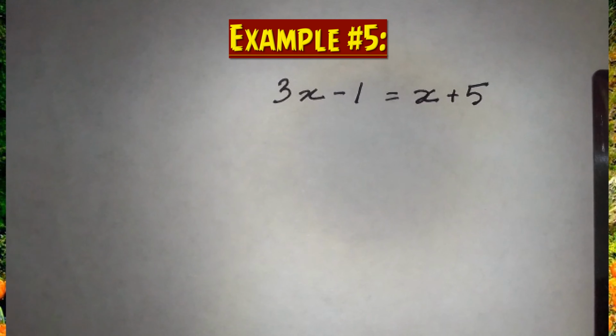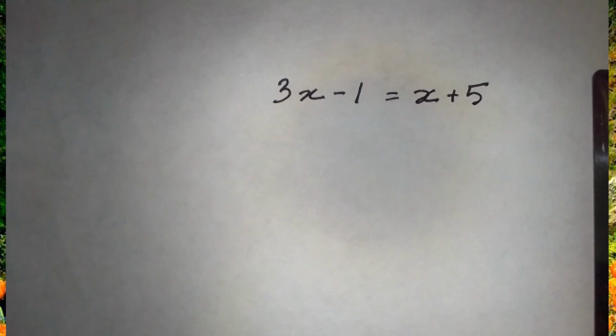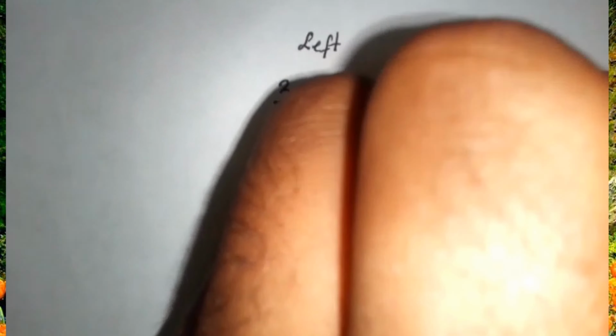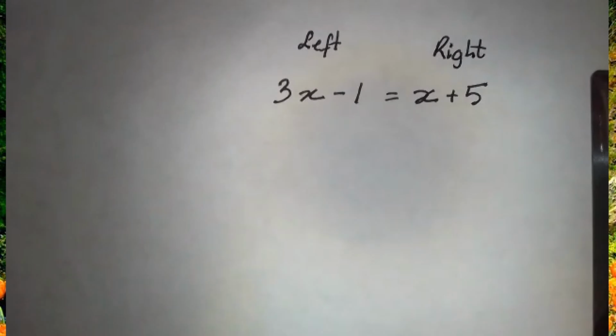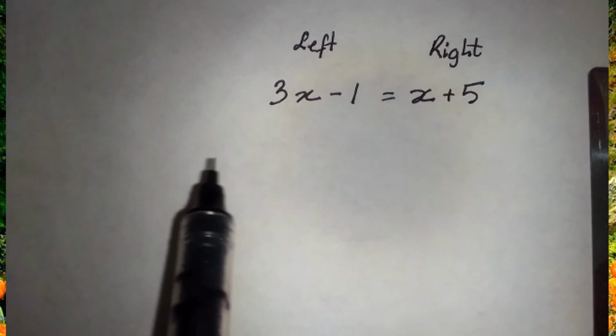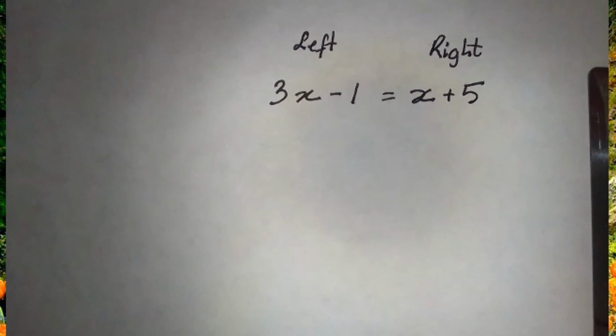Look at this one. We have 3x minus 1 is equal to x plus 5. Now when you check it out, x is on both sides of the equal sign. So you have the left here and you have the right here. Oh my gosh, what are we going to do? The world is ending. Well, that might be true. This is a simple problem.